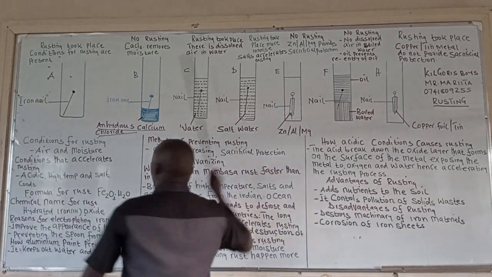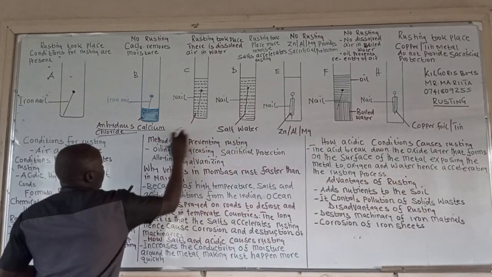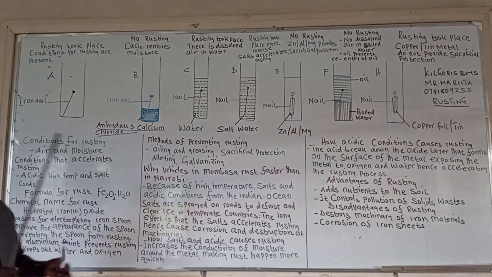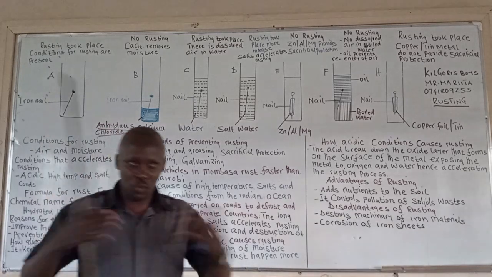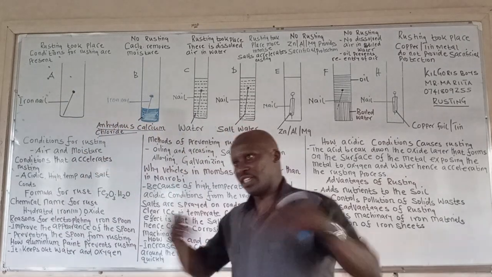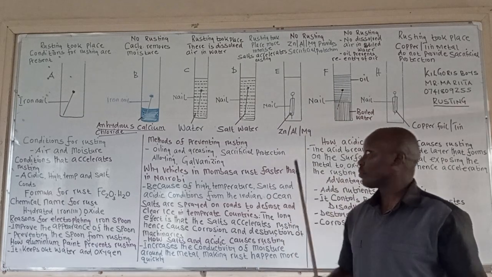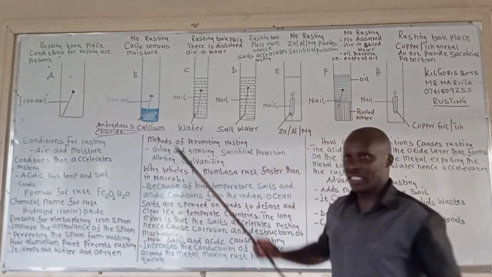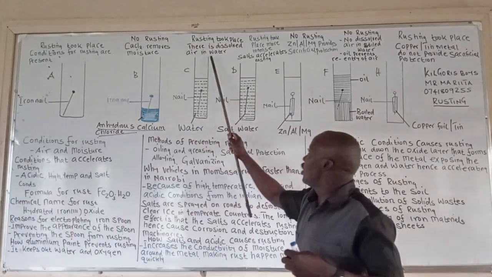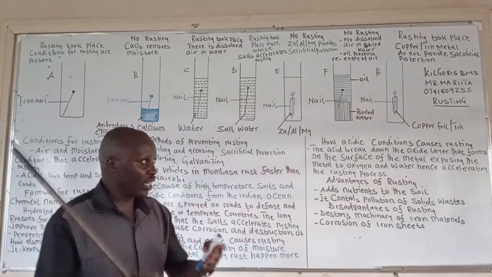When you look at C, we have a nail, and this nail is inside water. We can have this one as tap water. What we have in tap water, or just water, is dissolved air. When there is dissolved air in water, rusting will take place here, but it will take place slowly. The reason you can say that rusting took place is because there is dissolved air in water. Because we have air and moisture, those are the conditions for rusting.